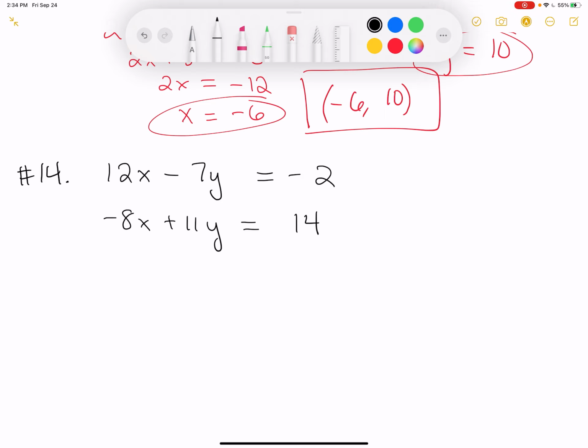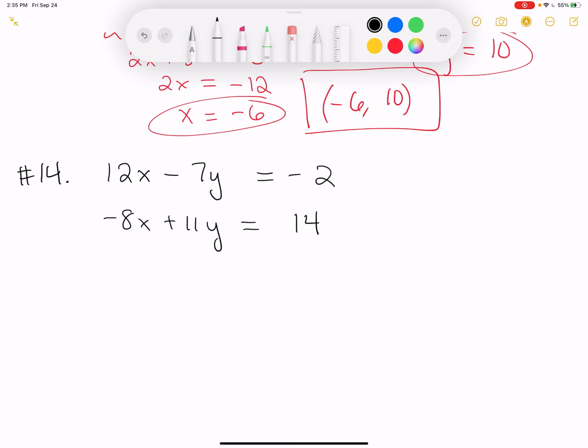So it doesn't matter which way. How do I get the numbers to multiply the whole equation by? You're going to try to find a common number that you can multiply. It doesn't have to be the same number that you multiply both equations by, obviously, because that would not work.